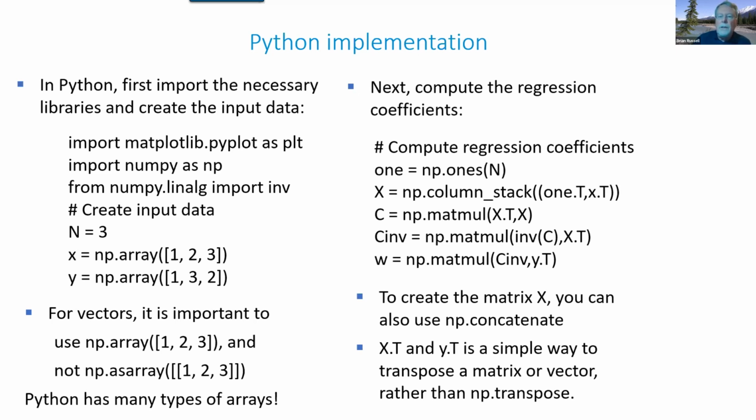So C is a covariance matrix. It's x.T times x, using matmul, a matrix multiplication. C inversion is the inverse of C times transpose of x. And then the weights are simply C inversion times y transpose.